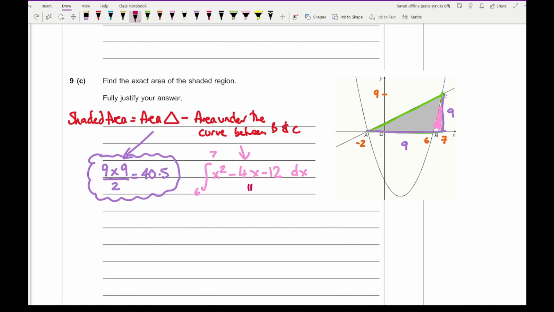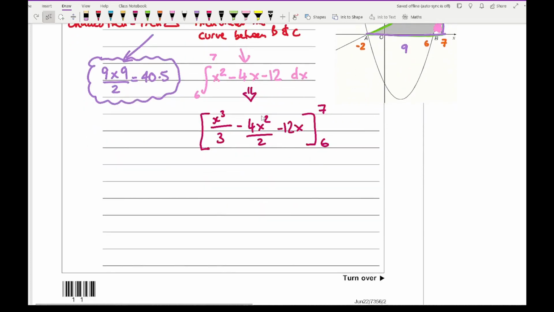Now if you've got a Casio calculator, you can type this into your calculator to get the answer, but as this question is worth 6 marks, I personally would show a bit of working out. So I would start by integrating the quadratic, so that becomes x cubed over 3 minus 4x squared over 2 minus 12x, with the limits of 7 and 6. Typing this into my calculator, I get an answer of 13 over 3.